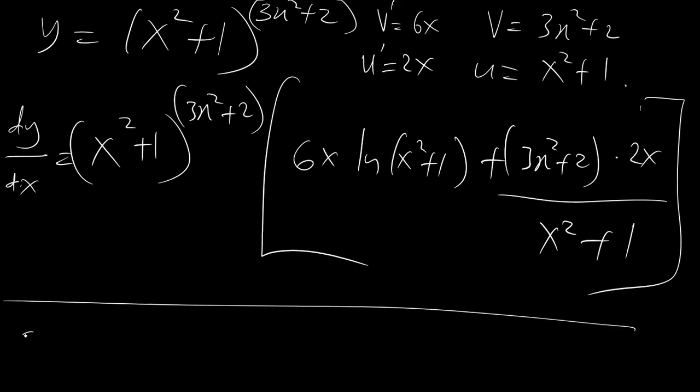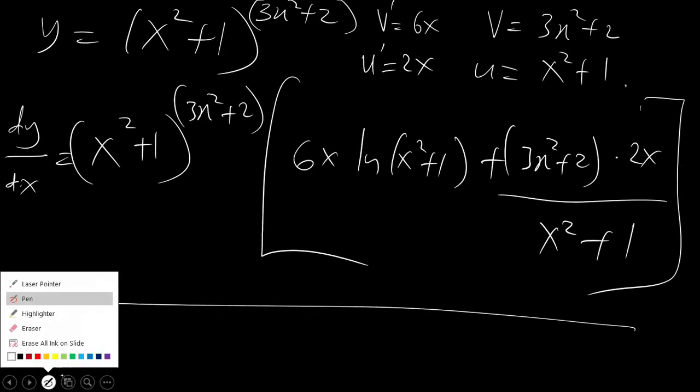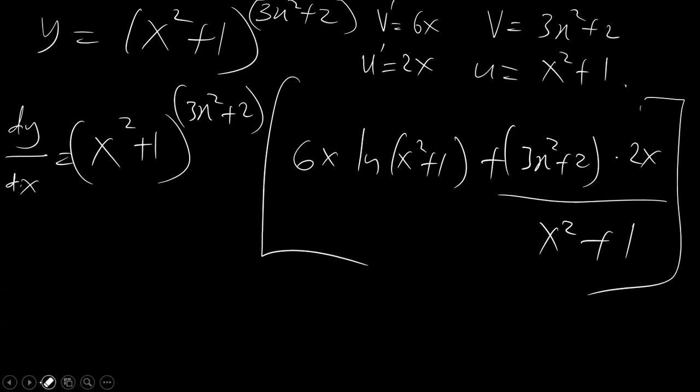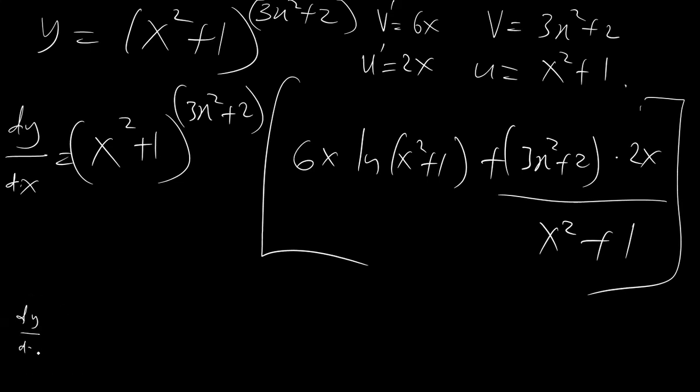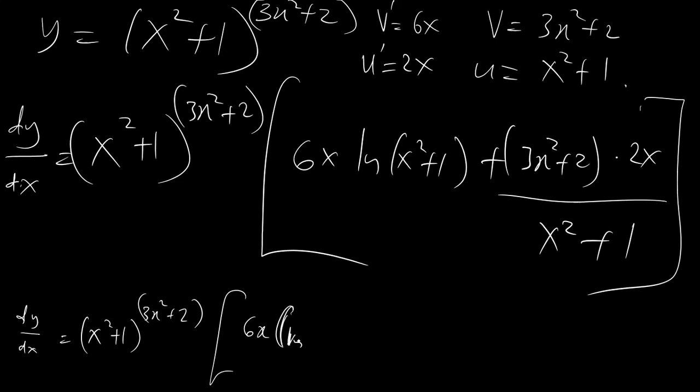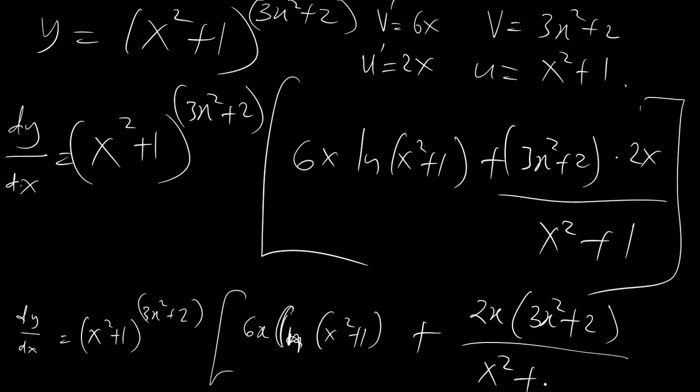So now let's write it properly. Now the derivative of y, let me write it small so that it will fit, is x squared plus 1 to the power 3x squared plus 2 into 6x ln, sorry, 6x ln of x squared plus 1 plus 2x into 3x squared plus 2 divided by x squared plus 1, all in brackets. That is the final answer.